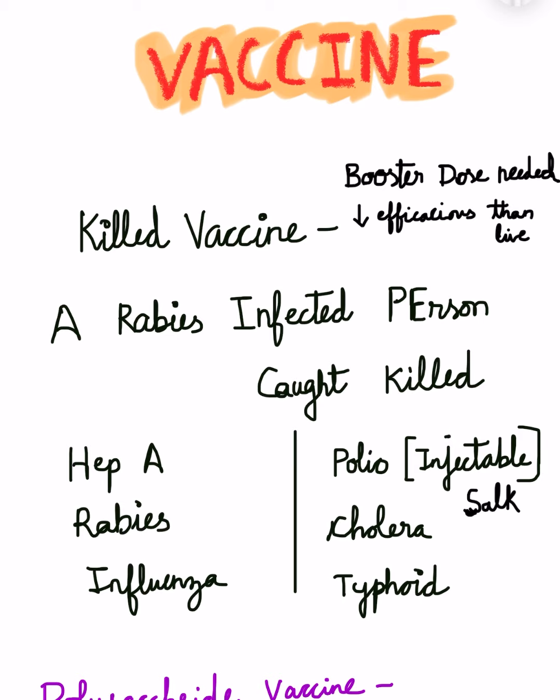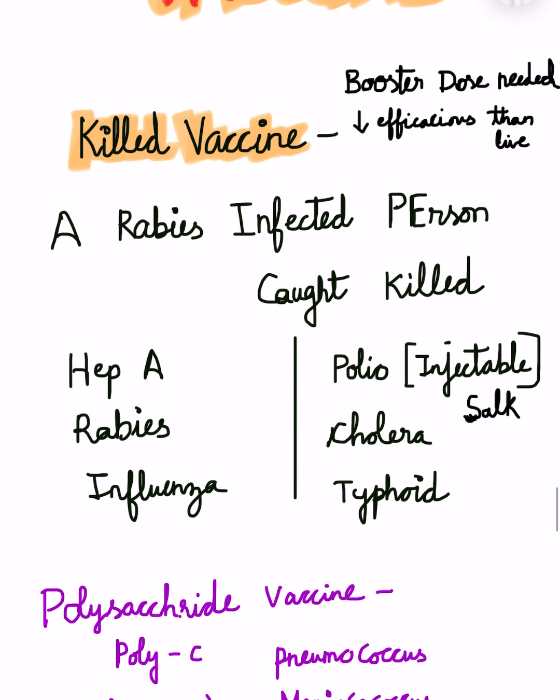First, the killed vaccine. The killed vaccines or the inactive vaccines are less effective than live vaccines. Because of this less effectiveness, they require booster doses. For example, if the person gets a dog bite and is infected with rabies, he requires the dosage of 0, 4, 7, 21 and 28. This is the dosage of rabies vaccine. So in case of killed or inactive vaccine, the person requires booster doses.